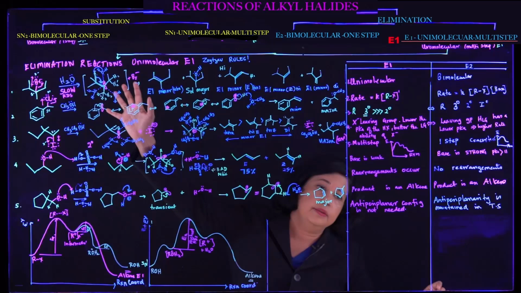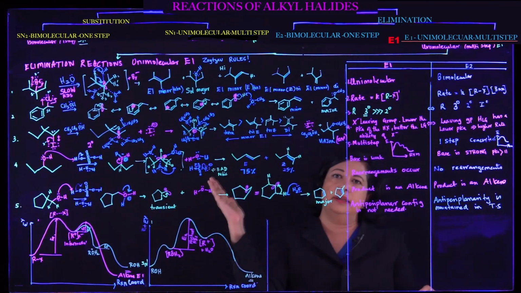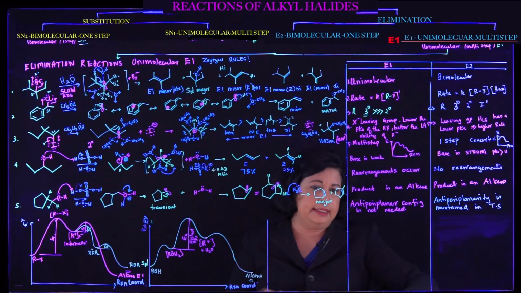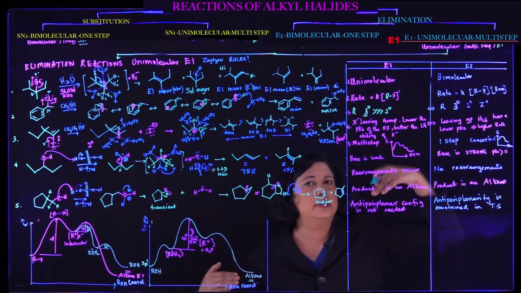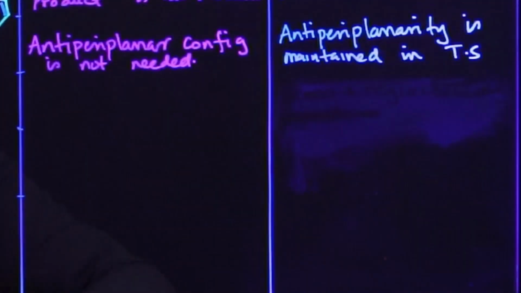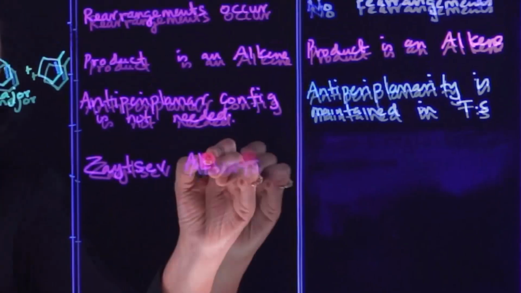So if you look at this, in an E1, you already have a flat carbocation, and then you have a hydrogen just giving off electrons and forming a pi bond. So you really have always Zaitsev, because this anti-periplanar configuration is not constrained to certain angles and positions. So therefore you have Zaitsev always.